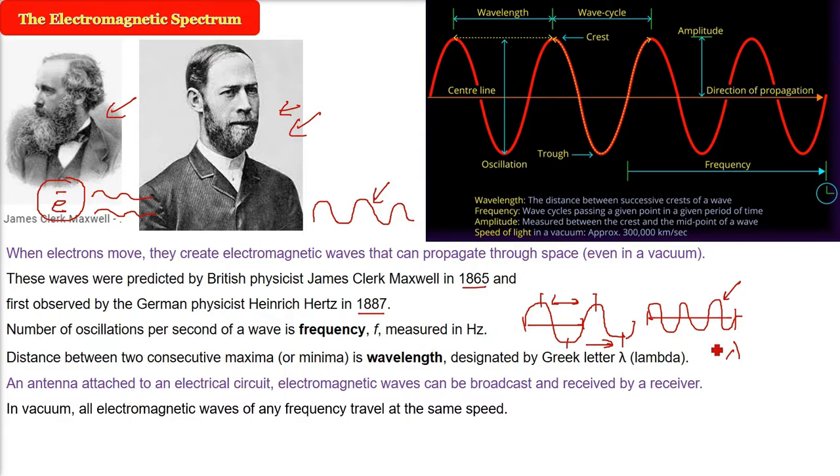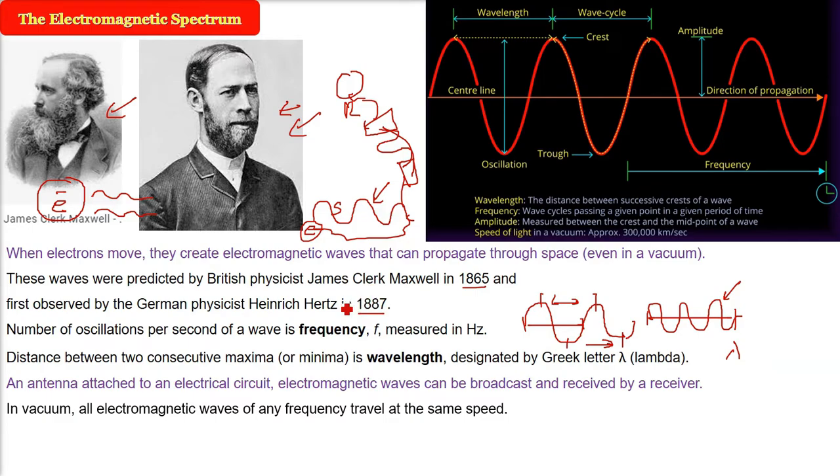Okay, all this discussed. If you have the electron moving, electromagnetic waves can be produced. So why not attach an antenna? An antenna attached to this electrical circuit, these electromagnetic waves can be broadcast by the sender and received by the receiver. These electromagnetic waves are the basis of all the radio communication.